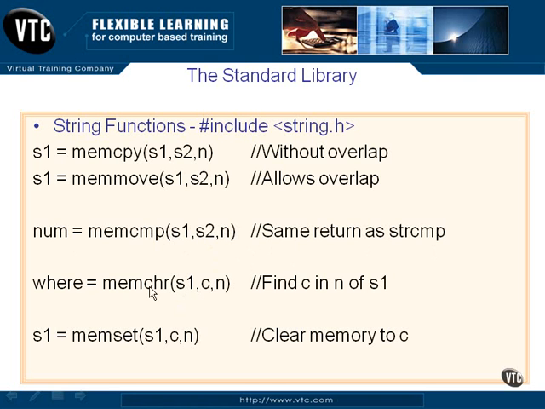Here's memchr. We're looking for this character someplace beginning in this memory for this number of bytes. And wherever we find it, if we find it, will be returned in where. If we do not find it, it will return a NULL or 0.